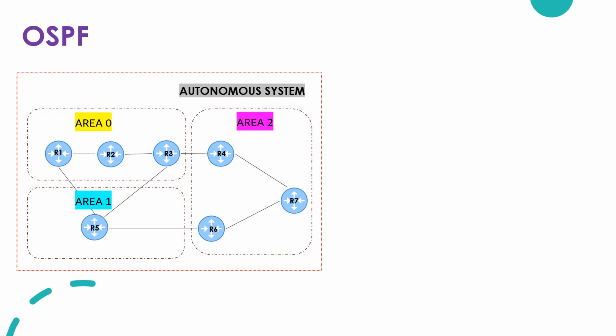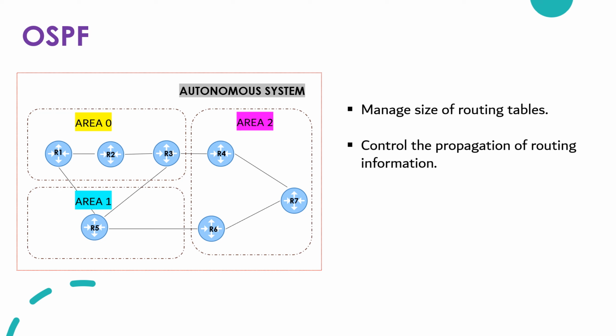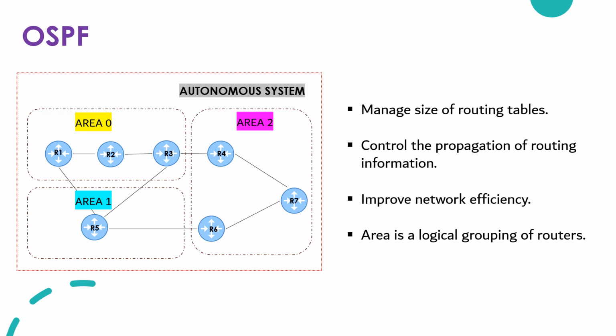OSPF divides a network into areas to manage the size of the routing tables, control the propagation of routing information, and improve network efficiency. So each area is a logical grouping of routers within the OSPF domain or AS, and routers within the same area share a common view of the network topology.